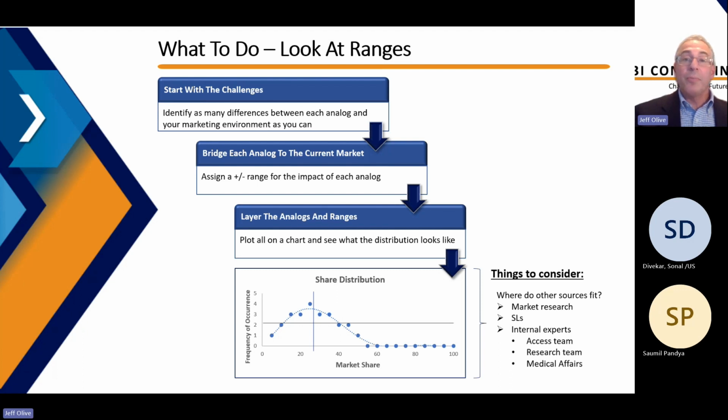And so as you're going through this, things you might want to consider is, if you had data from your market research conjoint, where does that fit on this? And what are the ranges within that market research? We talked about in our prior webinar where you could put a range around the market research data. Maybe you've done ad boards and you've talked to scientific leaders about what your share distribution could look like. Where do they fall on this? You may have internal experts, whether it's people on your access team, could be people in research or medical affairs. Where do people internally place this? And that gives you more information to think about where you could be on your share range.